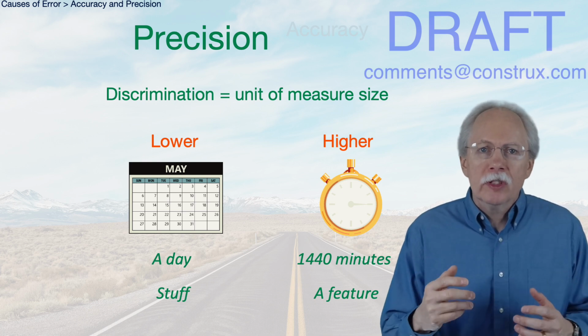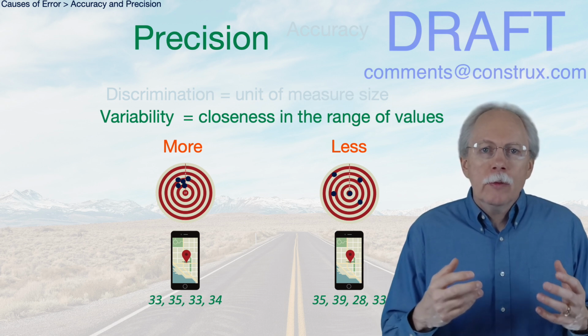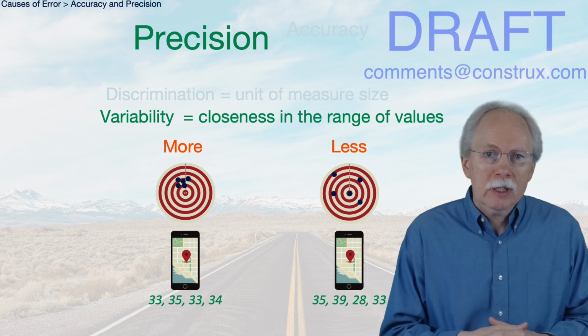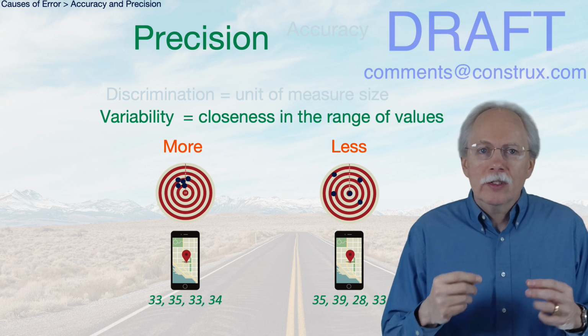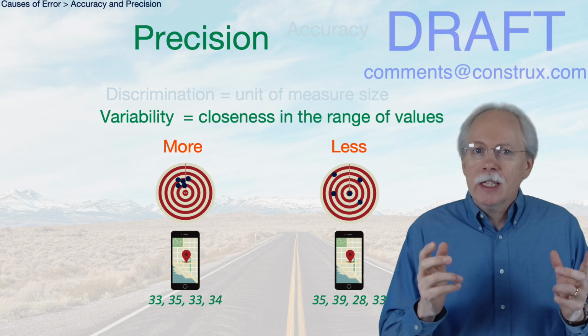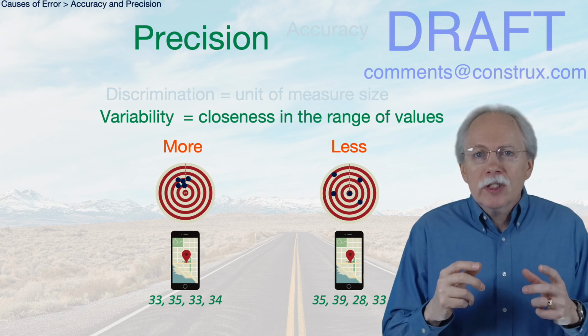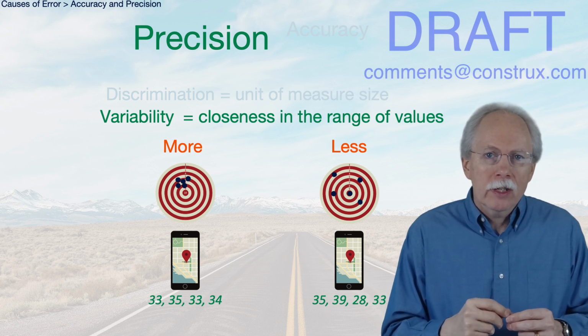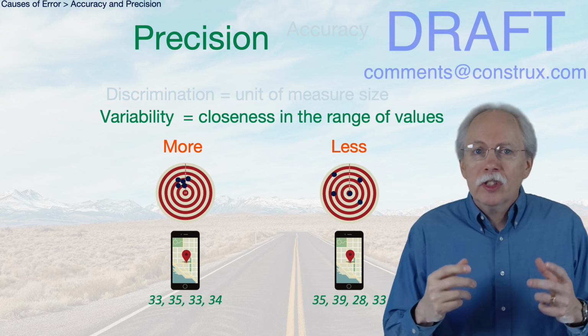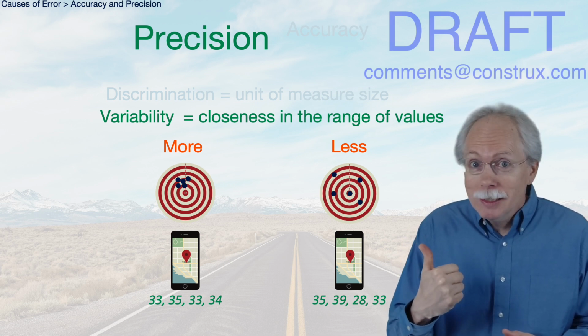Another way we use the word precision is the variability of a group of measures. How much variation do we get when we measure the same thing multiple times? More precise is less variation in the measure. Less precision is higher variation in the measures. In the target example over here, the more precise shooter keeps their shots close together. In the less precise example, the shots have higher variation, though one hit smack dab in the middle.